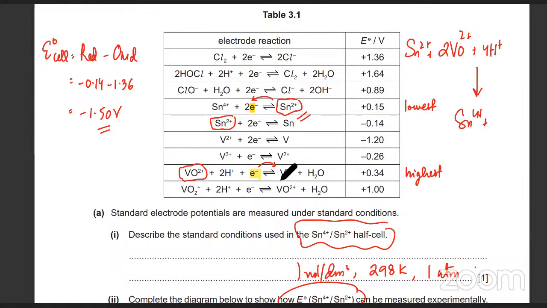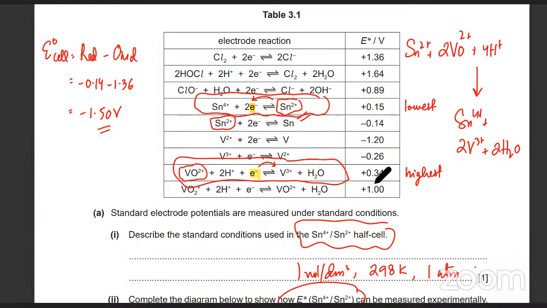And the next one, the product is going to be V3, 2V3 plus 2H2O. Okay, so these 2 equations are added up. Is this clear? Could you explain once again why we didn't take Sn2 plus? Okay, so in detail.